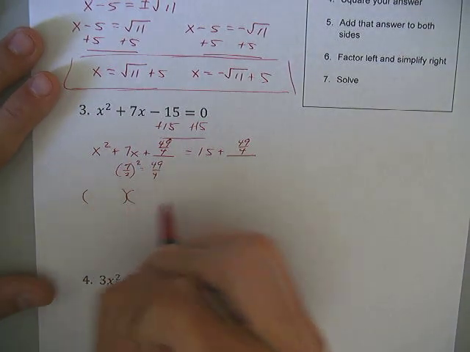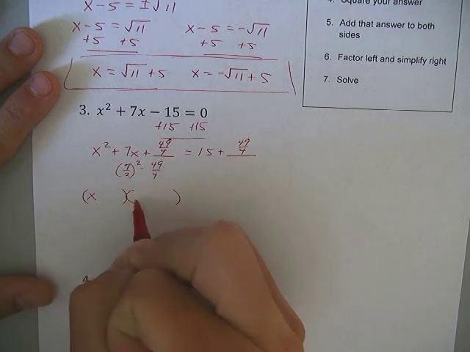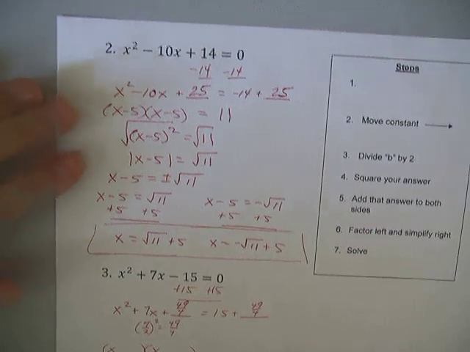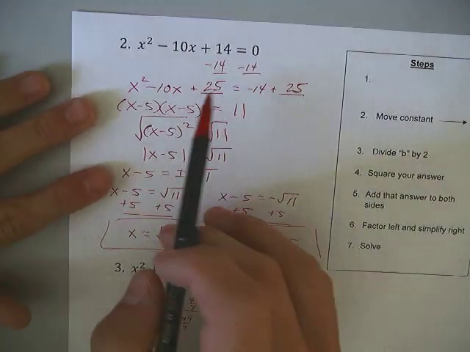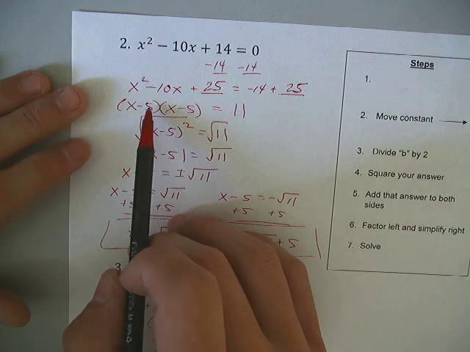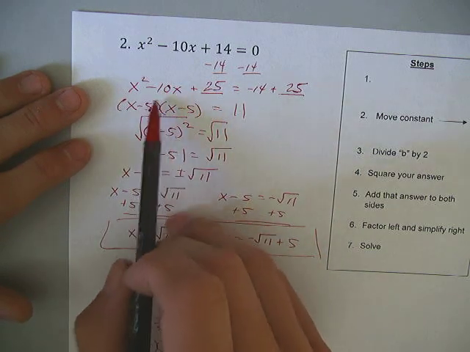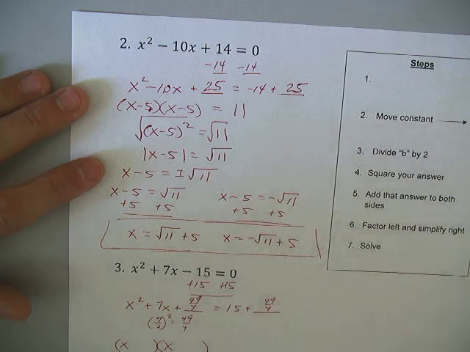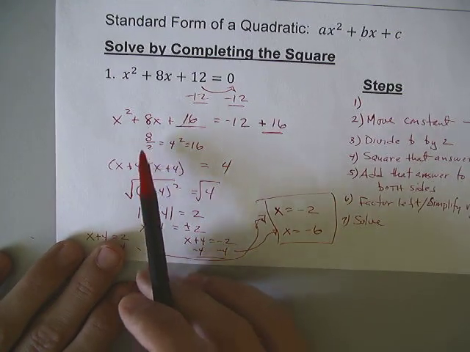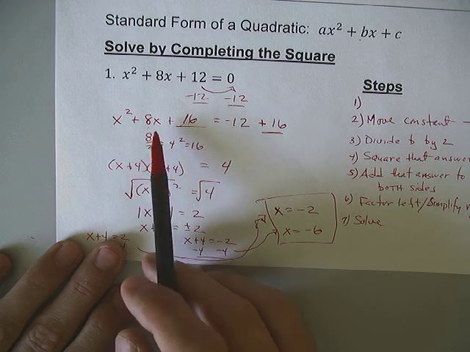Alright, so then what do I do? Well, now the next step is I'm going to factor the left, simplify the right. So how do I factor the left? Well, what are the factors of 49/4 that add up to 7? Well, it sounds really difficult, but it actually is not. And if you go back up here, what do you notice about 5 and 25?